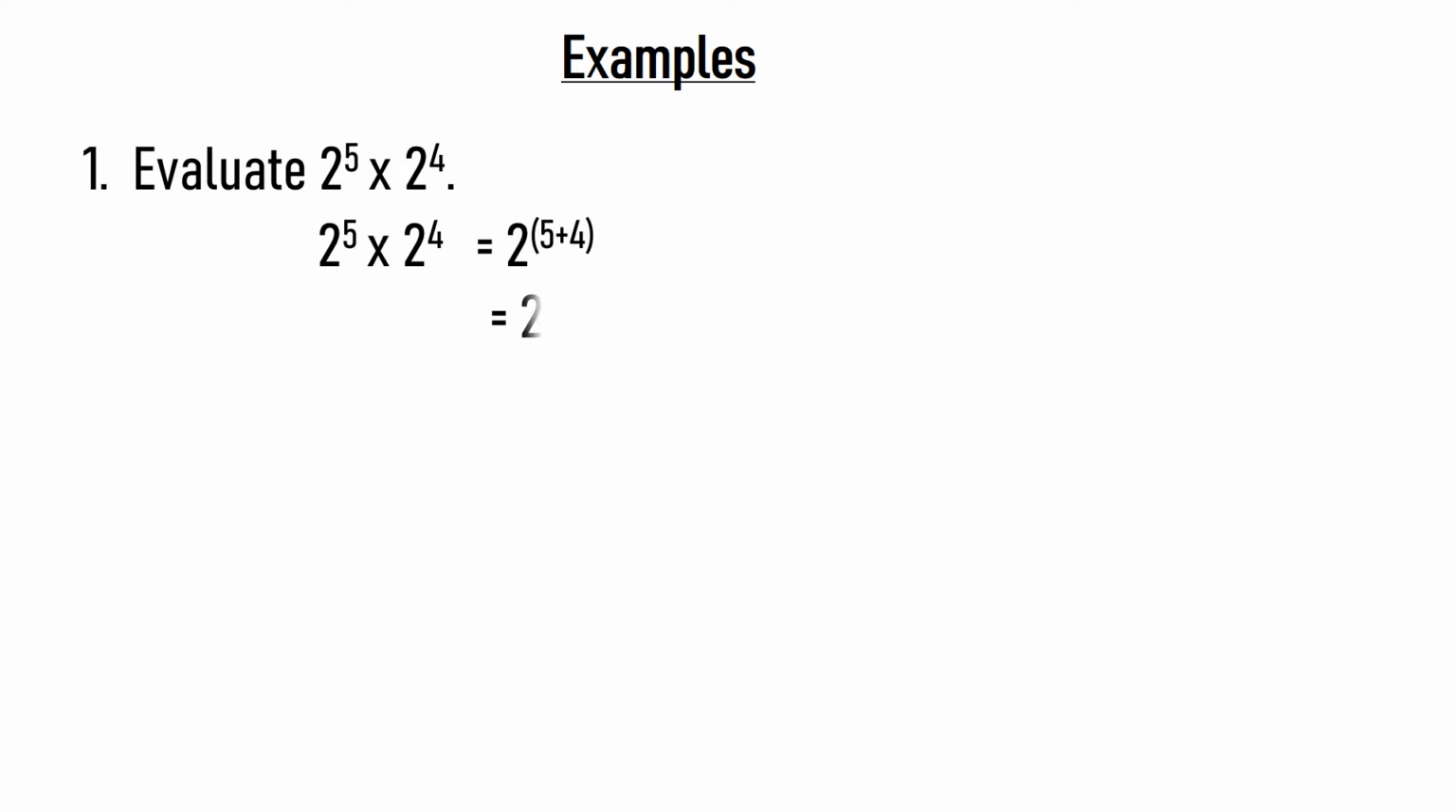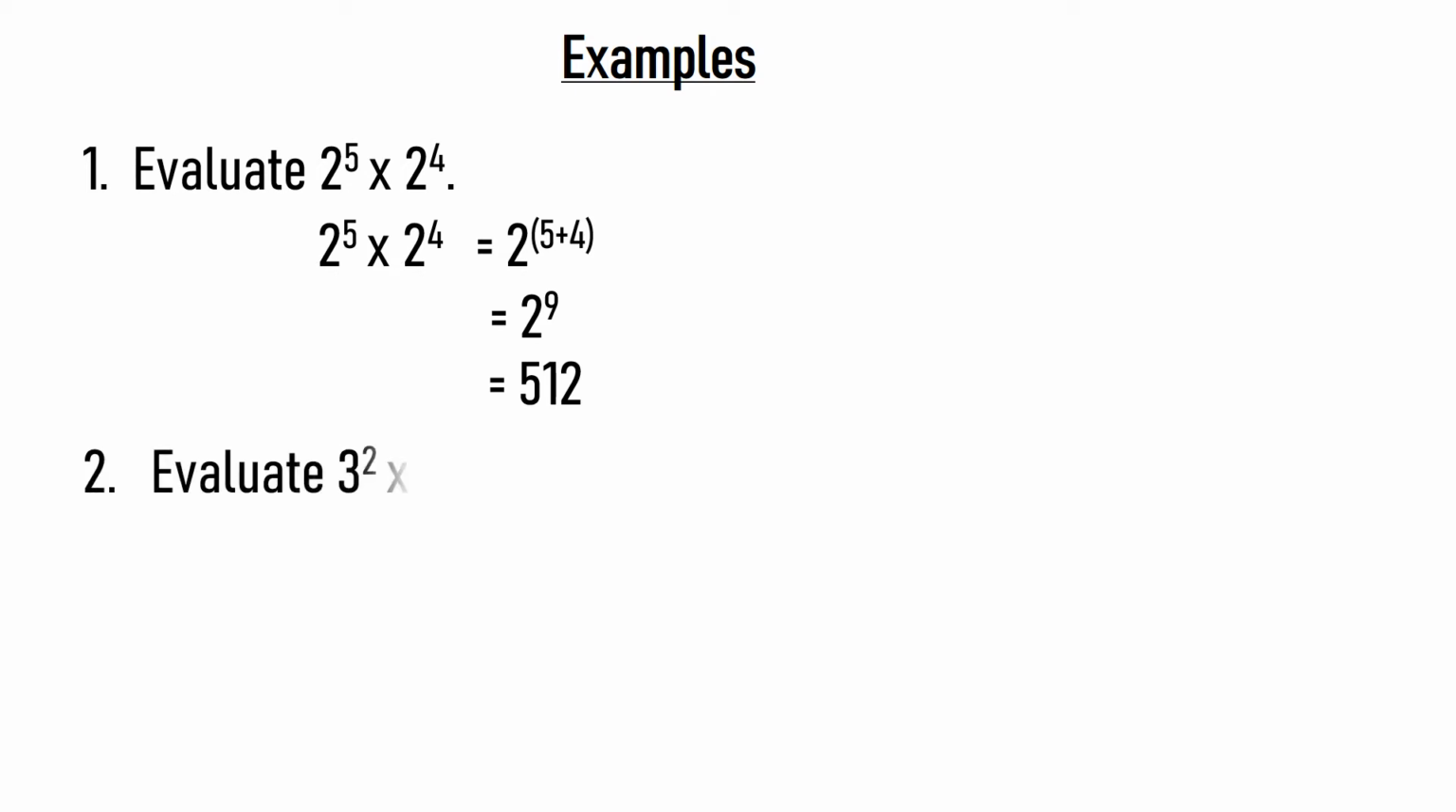Examples. 1. Evaluate 2 power 5 times 2 power 4. According to our first law of indices, we are going to add the powers and take 2 as our common base. So 2 power 5 times 2 power 4 equals 2, which is our common base, power 5 plus 4. 5 plus 4 is 9, so this becomes 2 power 9. 2 power 9 means 2 multiplied by itself 9 times, and this gives us 512.